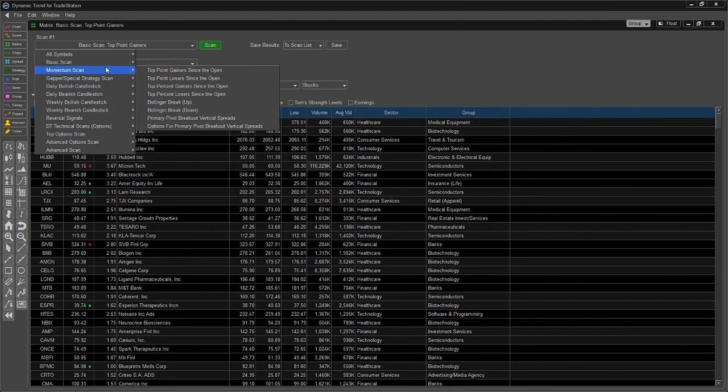We have momentum based scans. So if you're looking for stuff that's, hey, top point gainer since the open, breakout type things for what's happening right now. We have gappers and special strategy scans.